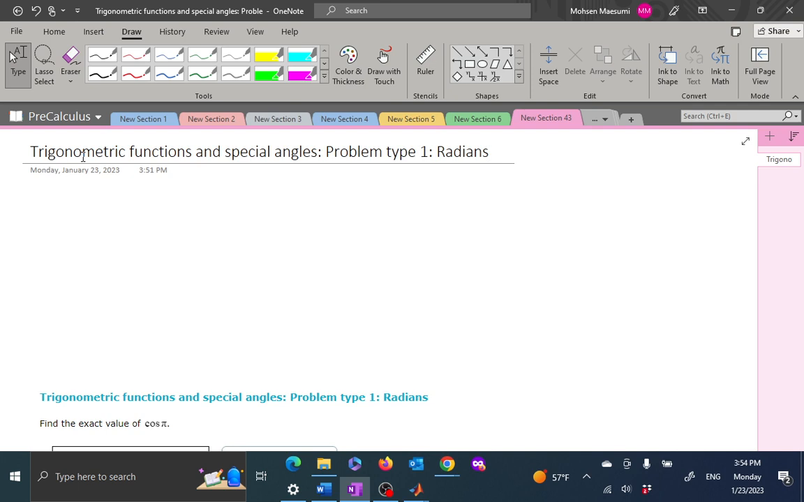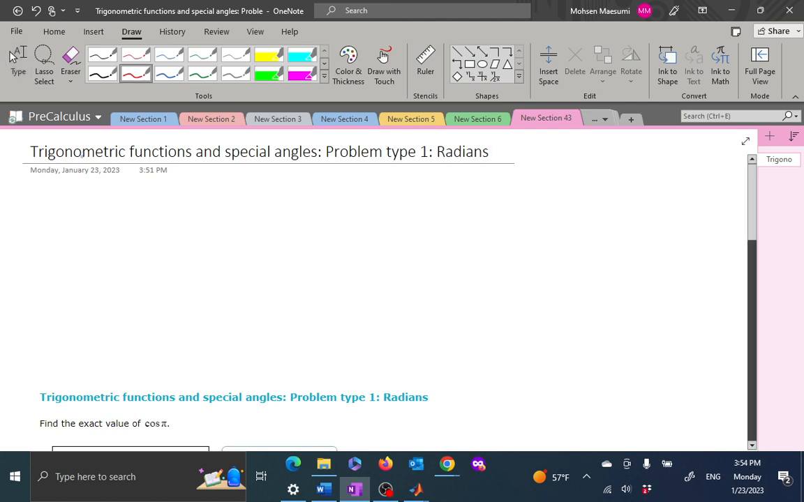Today's lecture is trigonometric functions and special angles, problem type 1, radians. This is exactly like the previous one, just that the numbers are given in radians, and we are still just looking at sines and cosines, not looking at the other four trig functions.